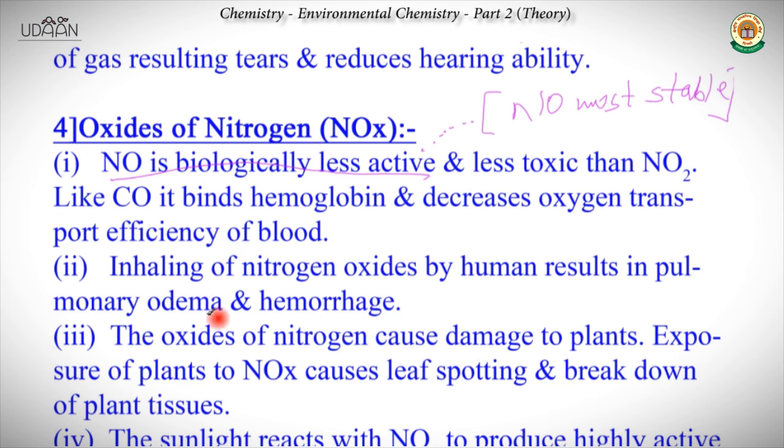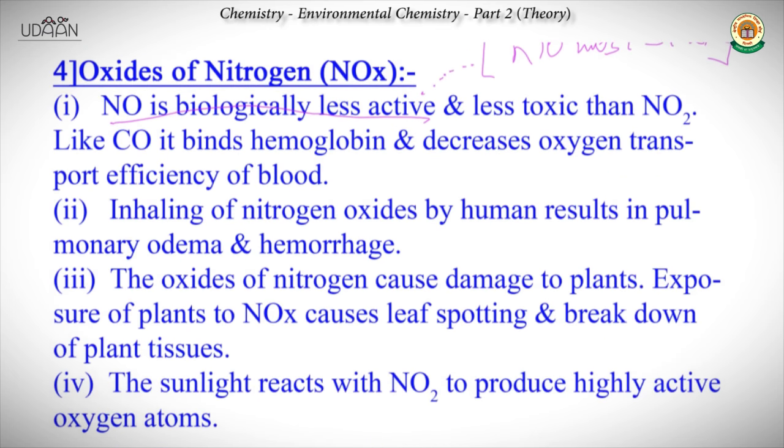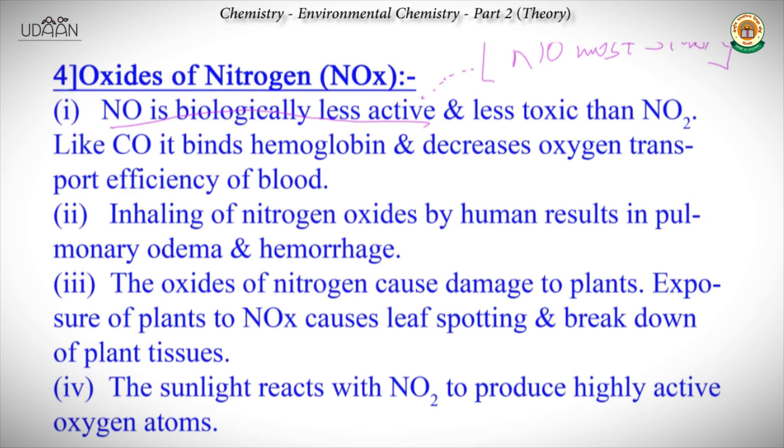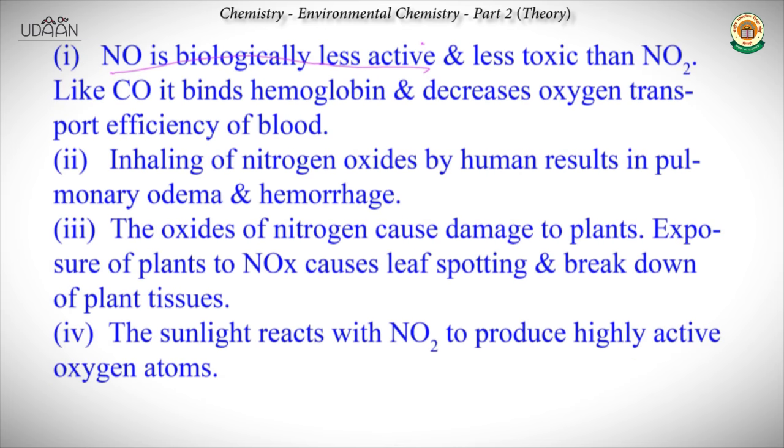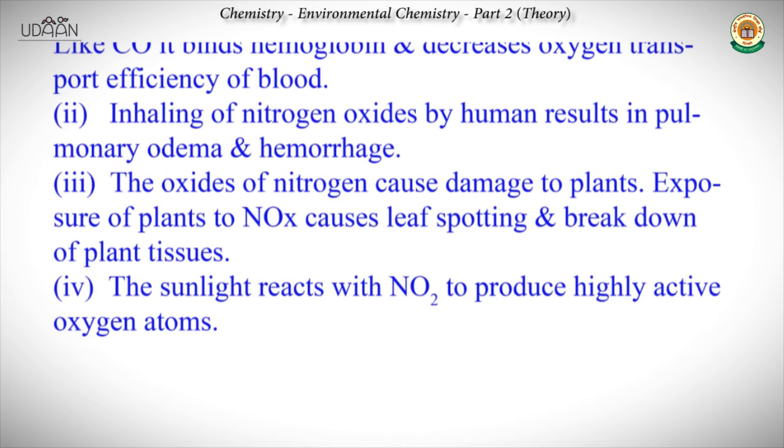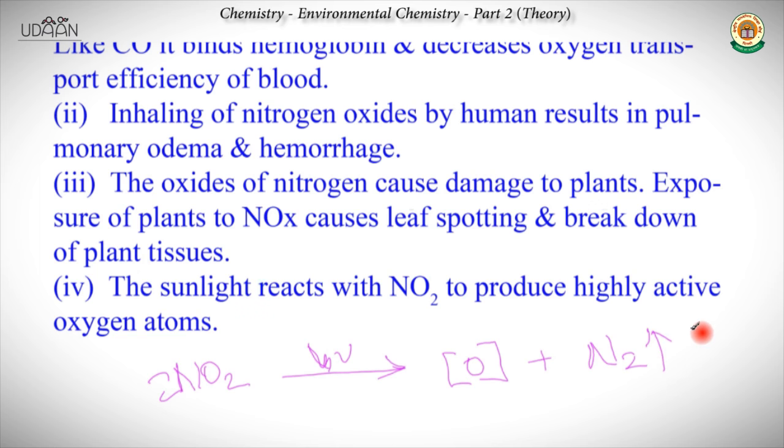Inhaling nitrogen oxides causes pulmonary edema and hemorrhage. Oxides of nitrogen cause damage to plants as well, and sunlight reacts with NO2 to produce highly active oxygen atoms, that is, NO2 in presence of h nu, which is sunlight, will break out as highly active oxygen atoms, which is nascent oxygen. This will give nascent oxygen plus NO. So these are all the harmful effects.